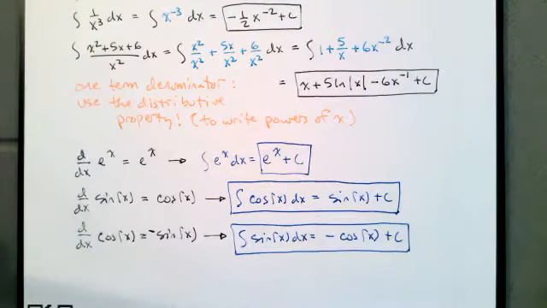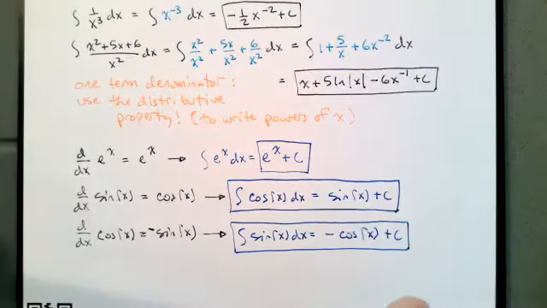So we just have to remember that the integral of sine x is negative cosine x. The integral of cosine x is sine x. The mnemonic that I use to remember that is that the integral of sine x is negative cosine x, and the integral of cosine x is sine x. I've been told that my mnemonics aren't very mnemonic-like.